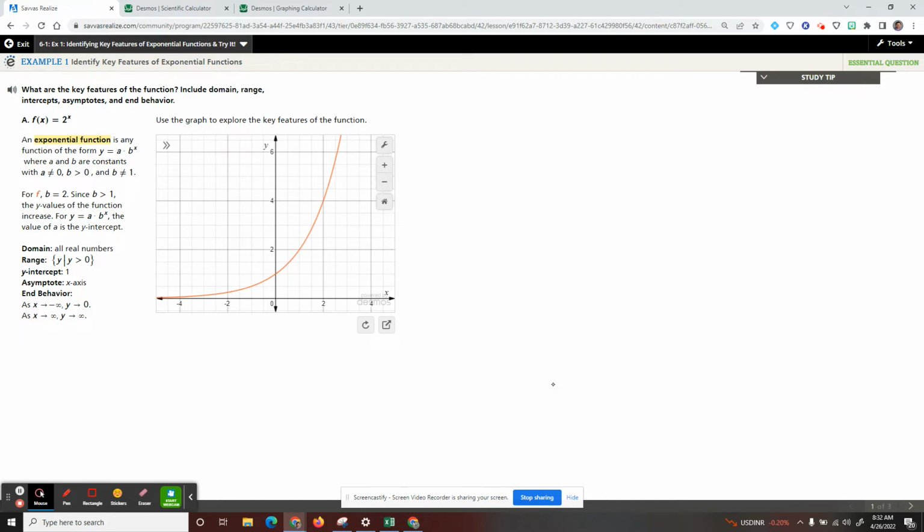The other thing that we're going to notice is the asymptote is the x-axis. And the behavior as x approaches negative infinity, meaning as x goes left, y approaches 0, meaning this curve is flattening out at 0, but it's never going to touch it. The end behavior as x goes to infinity, so as x goes to the right, y goes to infinity, meaning y just goes up, right? This is considered exponential growth.